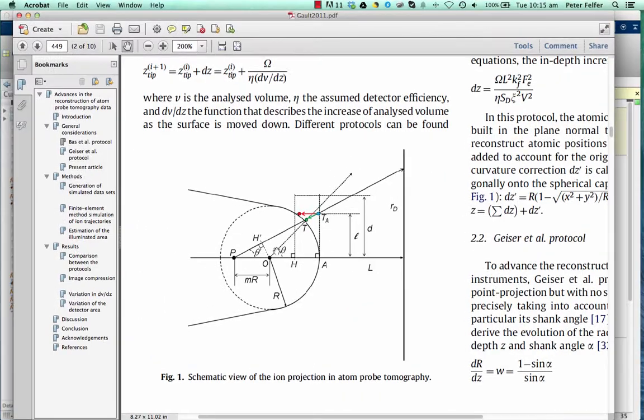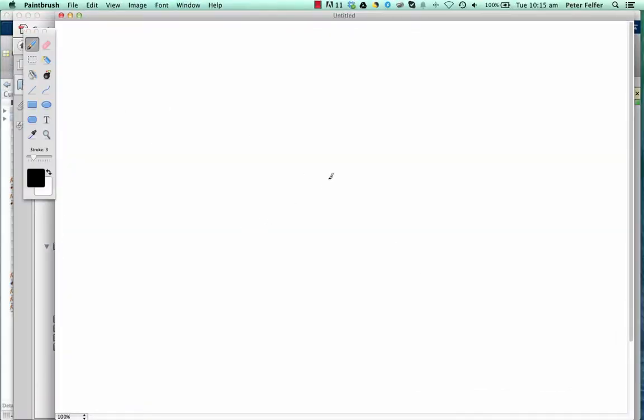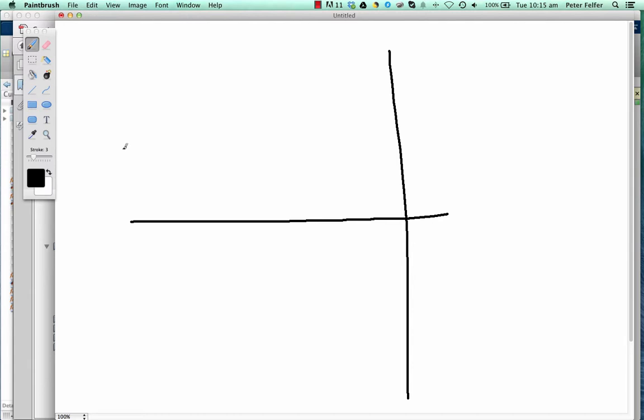I've got it open here, and it's this very simple geometry. Essentially, I'll just draw it here. If this is the specimen axis, you've got a detector here, and you've got your atom probe specimen. Of course, this is not to scale, and your ion that might have been here flies off and hits a detector, and you get a detector impact here. Now this line is not perfectly straight, and we'll come into how to correct for this in a second.